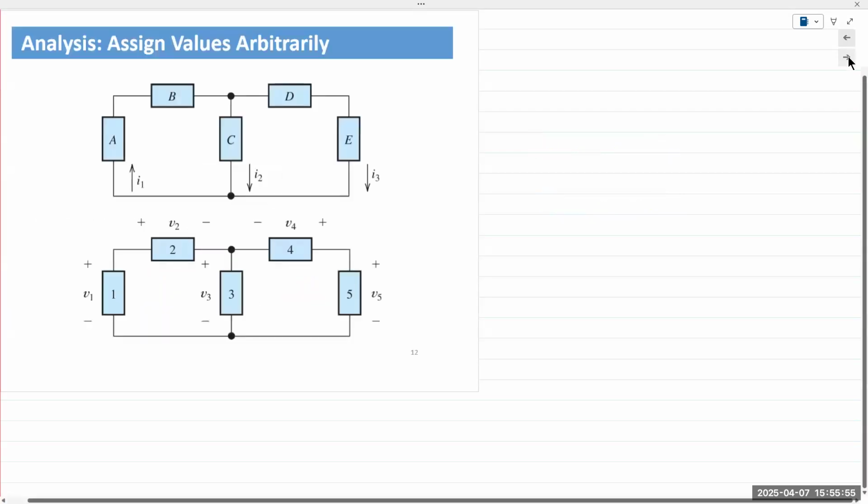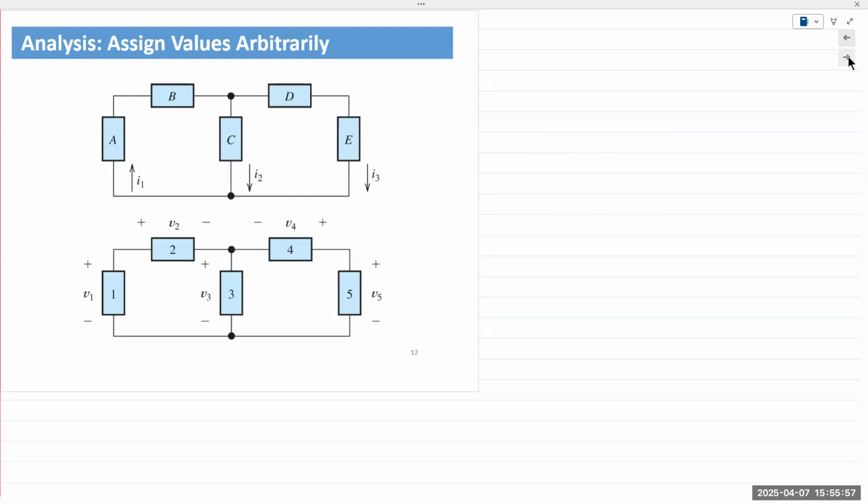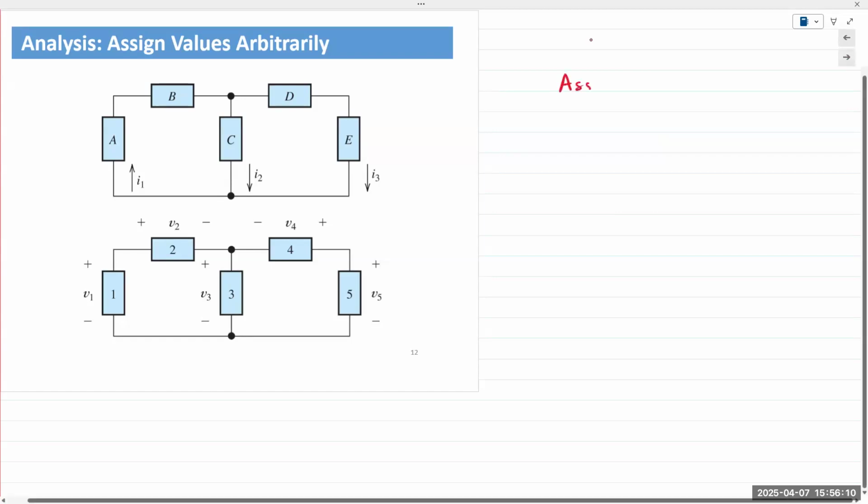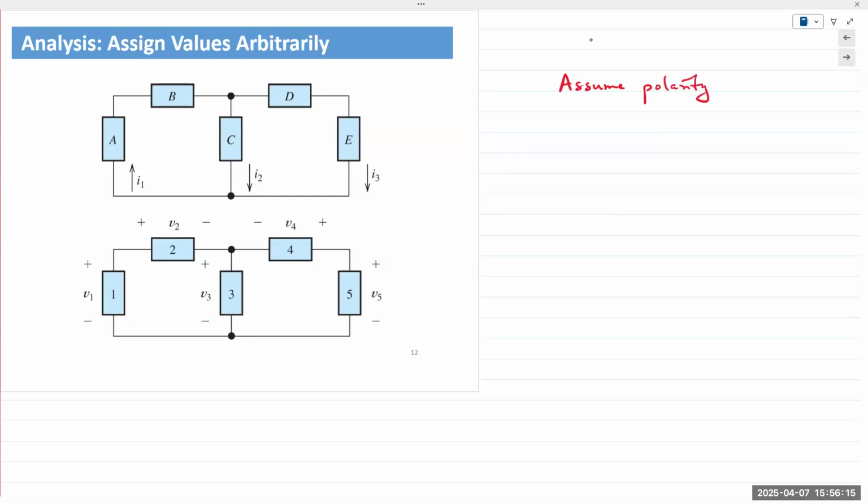So when we begin circuit analysis, we have no idea of the voltage polarity or the current directions. Since we have no idea, we assign values arbitrarily. We assign polarities and current directions. We make assumptions. We assume voltage polarities and current directions at random. Okay. But those assumptions are based on certain logic and rules.